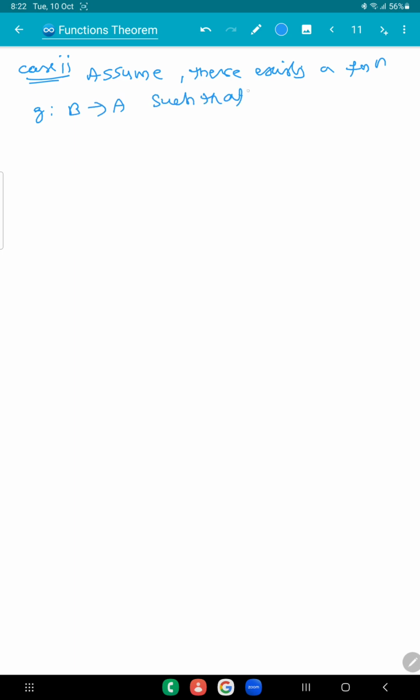Case 2 is a little bit tricky. You have to be more aware of that. What we need to show is: assume that there is a function g from B to A such that g circle F is equal to identity function on A and F circle g is equal to identity function on B. What we need to show is that F from A to B is bijective.